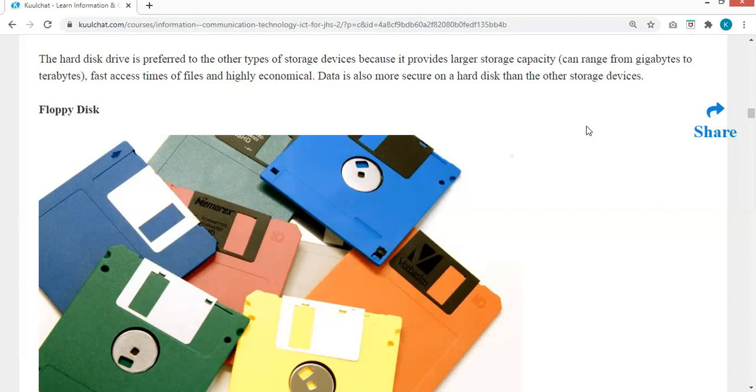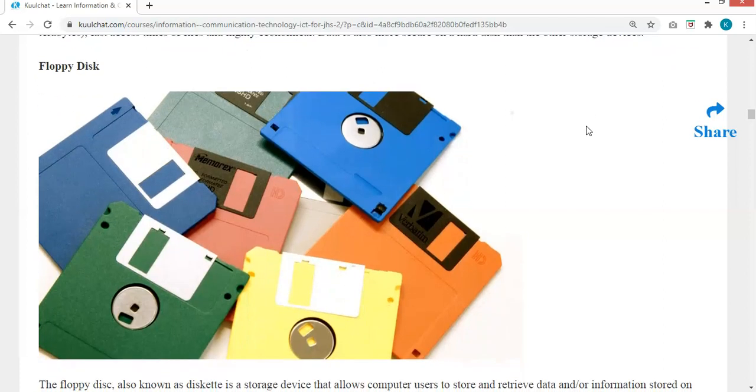Okay, then the hard disk has a larger capacity. Some have terabytes, and some have 500 gigabytes and the rest. So it is the preferred permanent storage device to other storage devices. Now the next is the floppy disk.